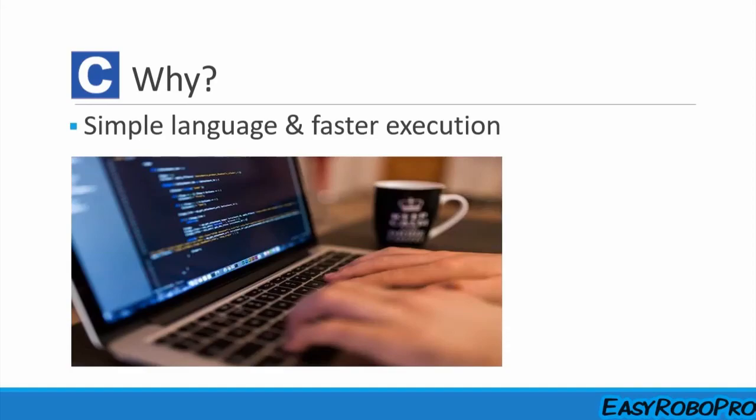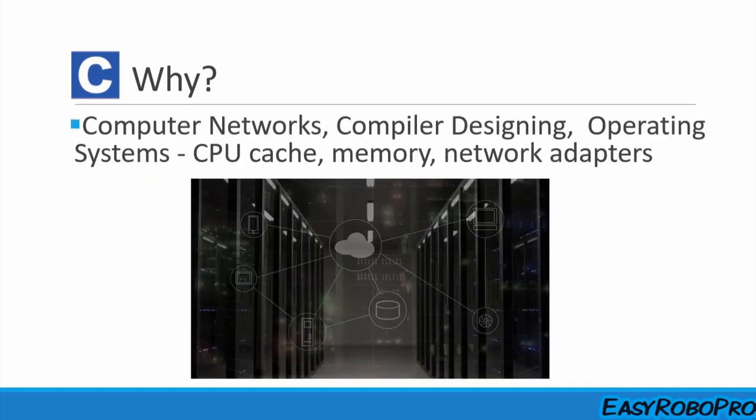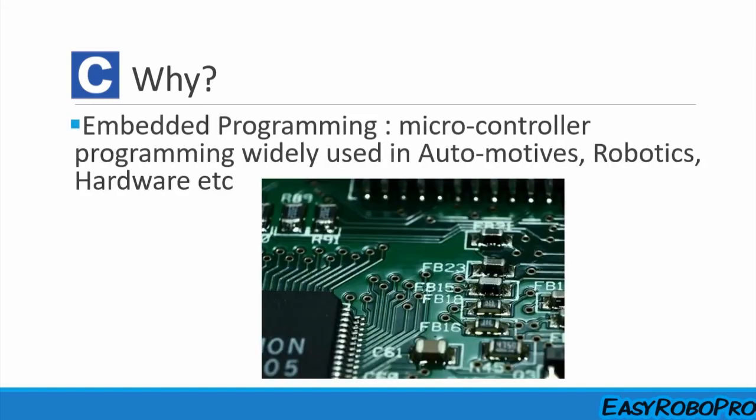Now we know the basics of C language and its applications. The next question is, why use C language or why learn C language? Well, to answer this, the first thing is, C is a simple language and faster in execution. It has good memory management and it's very good with performance. The next reason is whenever we are going to program computer networks, compiler designing, or operating systems, wherein we have concepts of CPU cache, memory management, network adapters, then C is an appropriate choice of programming. C is also used in programming embedded systems, which is also called microcontroller programming, widely used in automotives, robotics, hardware, and other industries.